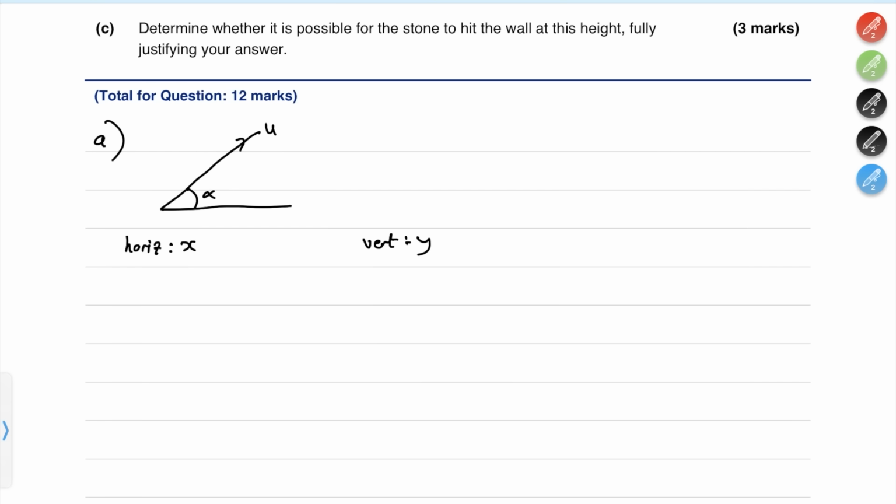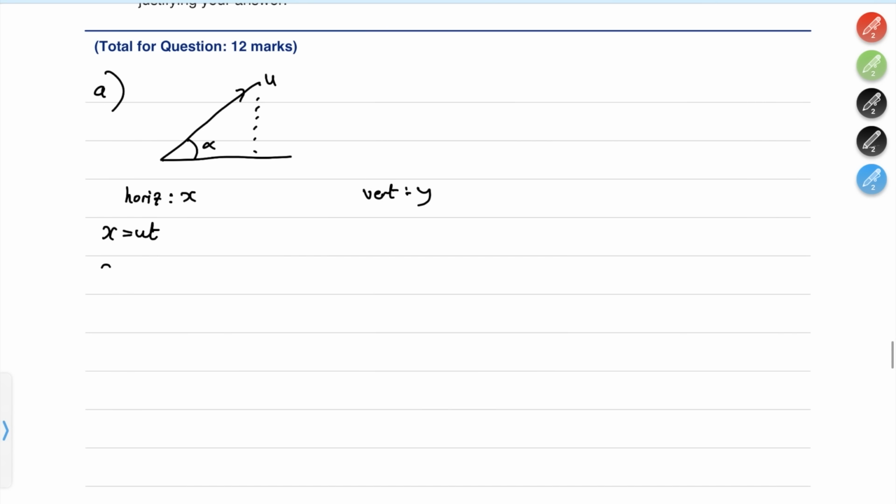We know that horizontally there's no acceleration. We always use x equals ut. So we can say x is equal to ut. Now, what is our horizontal component of the velocity? It's u cos alpha, because we can break down this triangle to get u cos alpha. So x equals u cos alpha t. Now with the vertical one, it's a little bit more complicated because we have to account for acceleration. We have to account for gravity.